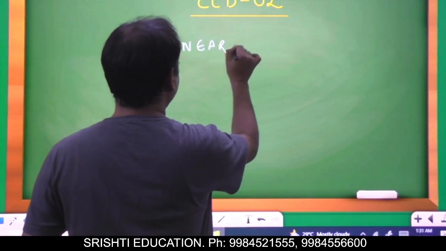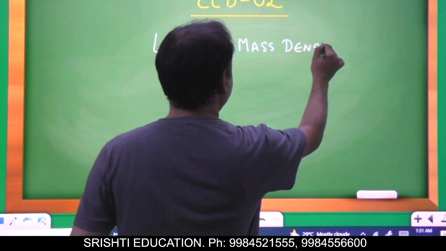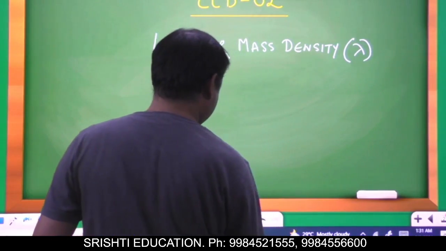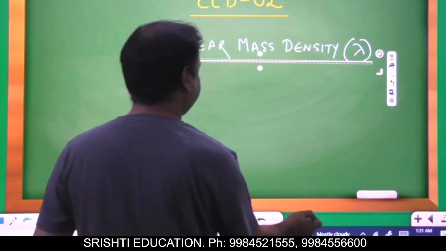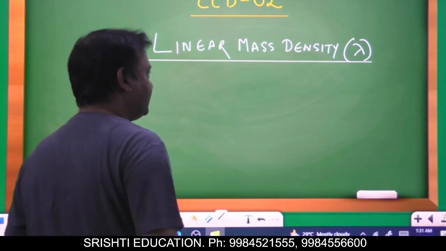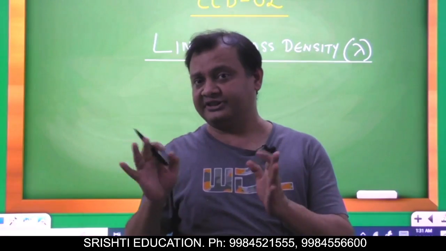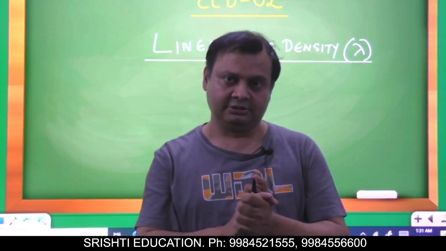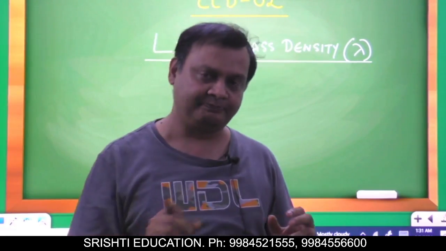Linear mass density, denoted by the Greek alphabet lambda. Okay, so we are starting with the concept of linear mass density, which is denoted by the Greek alphabet lambda. Now see, linear mass density is the mass contained in unit length.